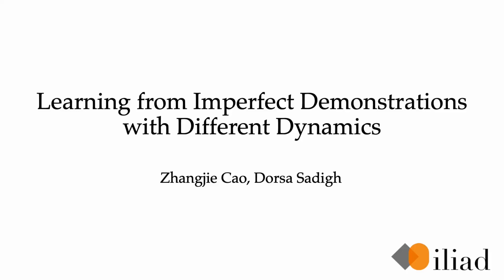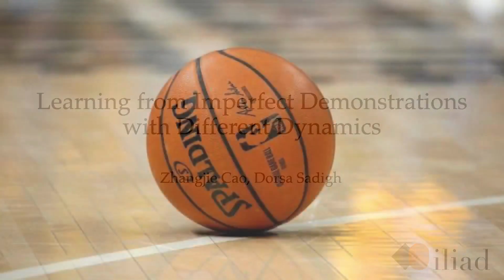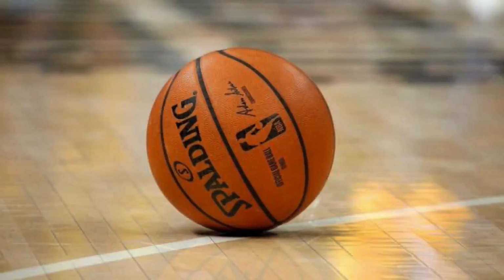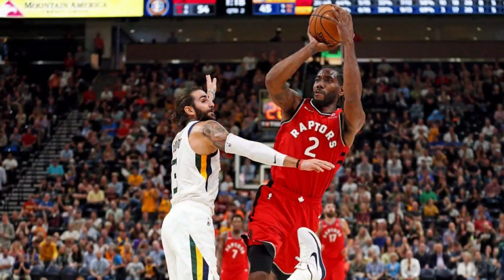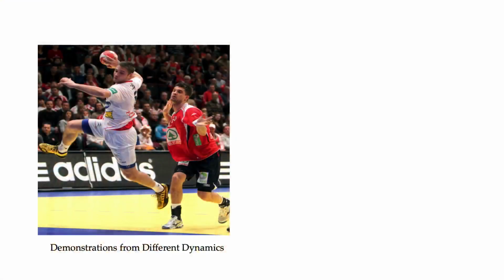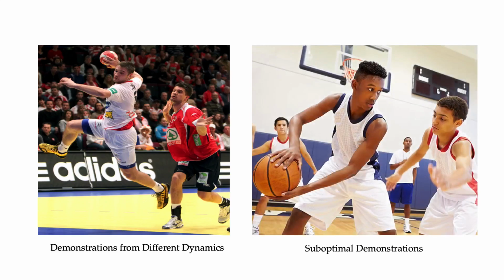Hi everyone, today I want to talk about an approach that learns a robot policy from imperfect demonstrations of different dynamics. Imagine you have a robot that wants to learn how to play basketball. We can always learn from professional basketball players, but it is often difficult to obtain large amounts of expert demonstrations. Instead, we sometimes have access to data from other professional sports like handball, or access to records of non-professional players like teenagers playing basketball.